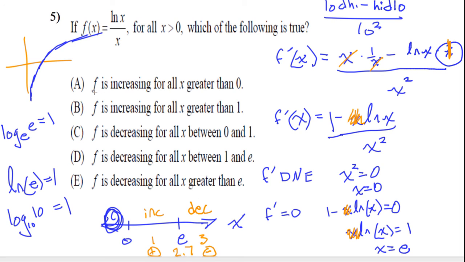All right, so A says f is increasing for everything greater than 0. It's not only up until e. f is increasing for all x greater than 1. That's not true, because it's all x between 0 and e for increasing. Decreasing is bigger than e. So it's between those, nope. It's bigger or greater than e. There we go, e. E for e.